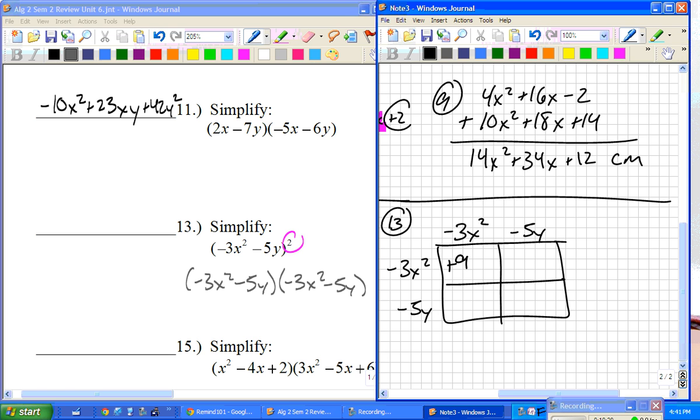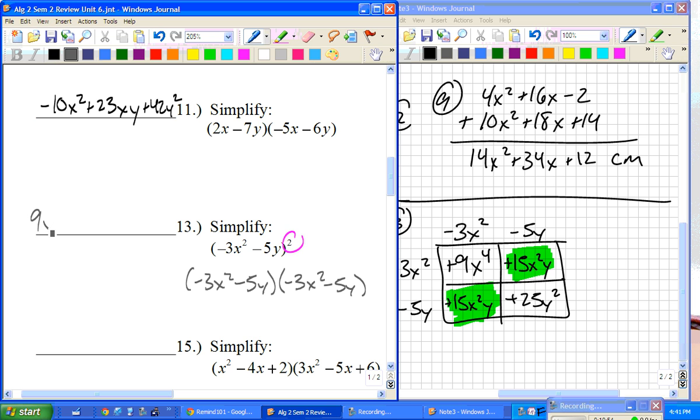Negative 3 times negative 3 is a positive 9x to the fourth. Negative 3 times negative 5 is positive 15x squared y. Once again, positive 15x squared y. Negative 5 times negative 5 is positive 25y squared. Look to combine your like terms because they're kitty corner from each other. And we get 9x to the fourth plus 30x squared y plus 25y squared.